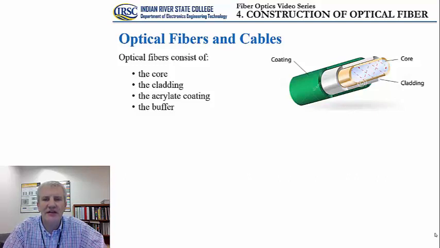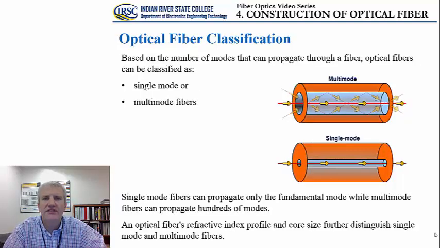And then the second layer shown here in a gray color is going to be the cladding. Then we have a green colored layer that's the so-called acrylate coating, and finally the buffer that's not shown in this picture here. So the basic elements of the optical fiber again are the core, the cladding, the coating, and finally the buffer.